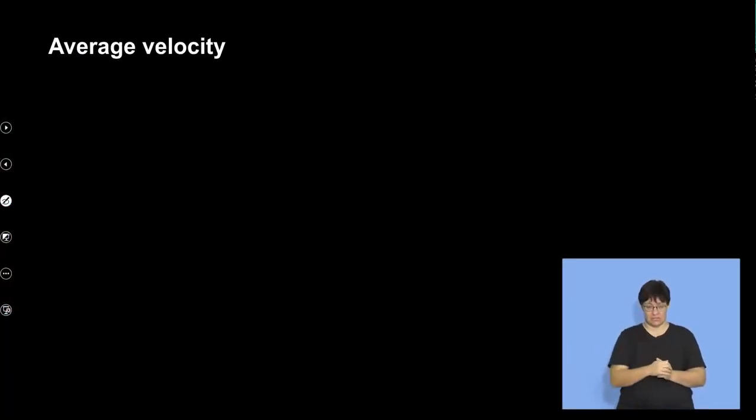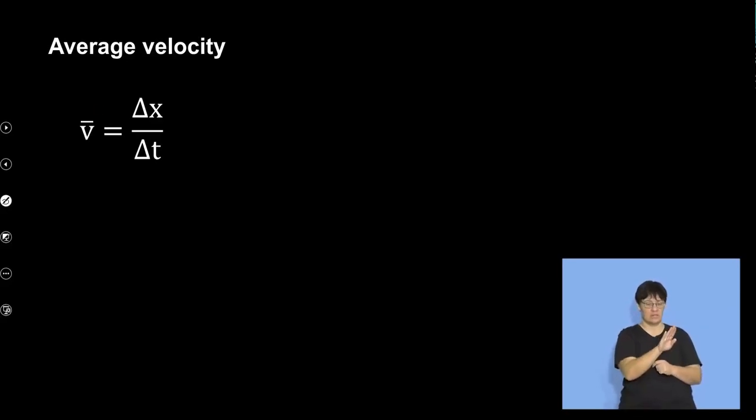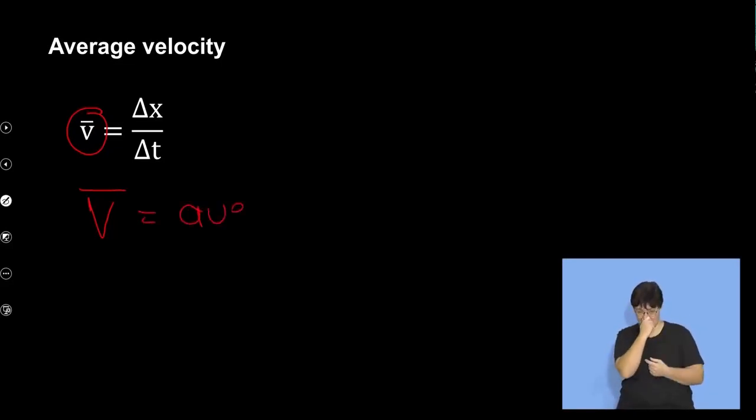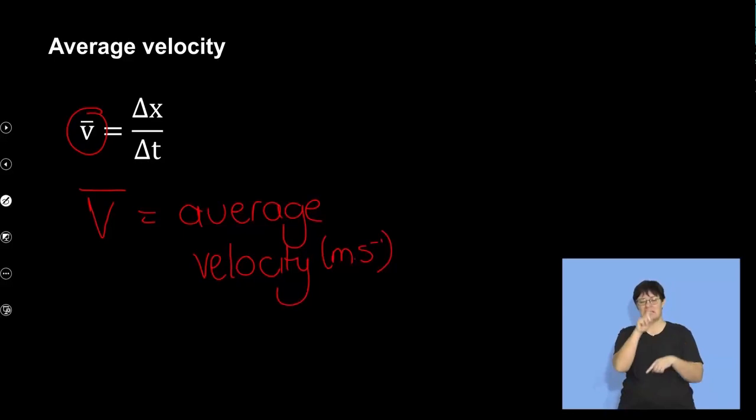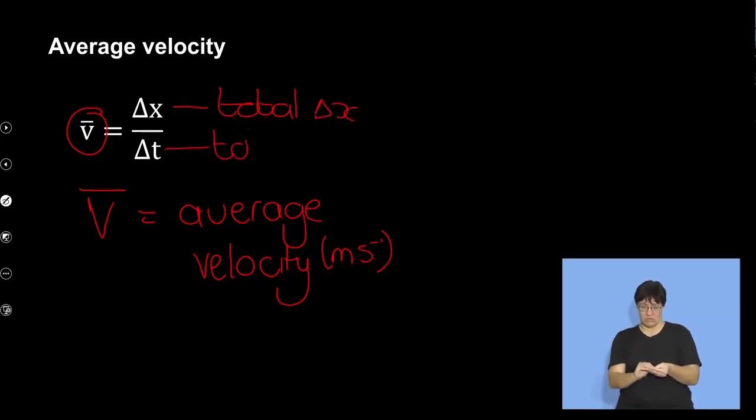Then we get average velocity. Now you've got to pay attention. Look at how I've changed my symbol. Average has to have a line on top. If you don't put the line, it doesn't mean average velocity. Again, measured in meters per second. Delta x is the same, delta t is the same, except this is total delta x, and that is total time. Okay?